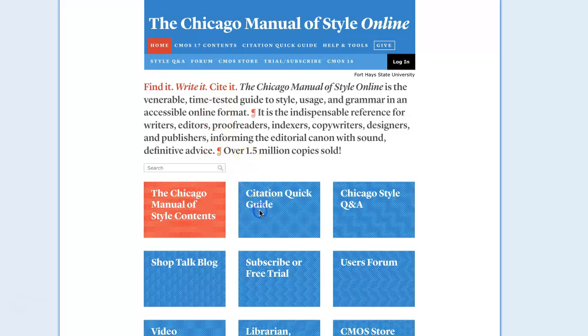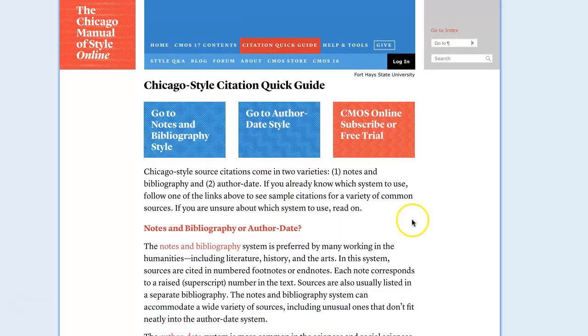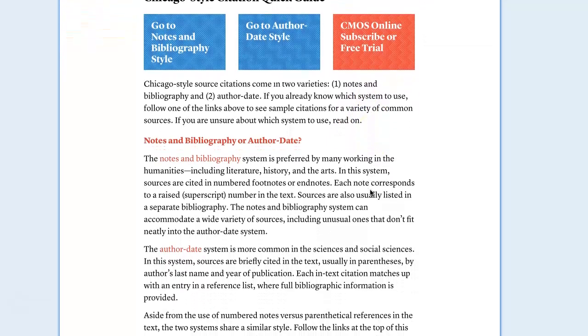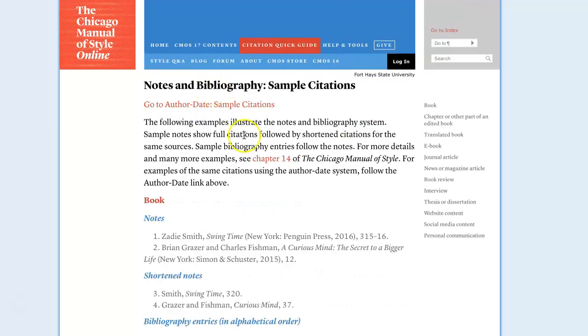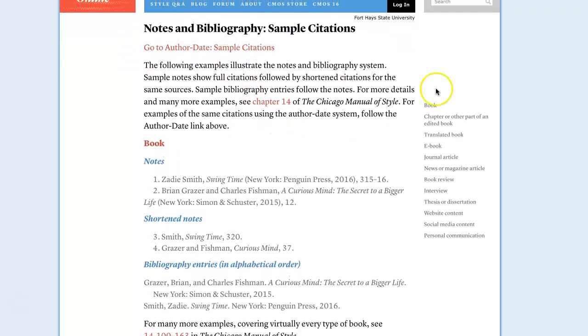So this citation quick guide kind of goes over different ways of doing Chicago Manual Style, and what we use here is the notes and bibliography style and not this author-date style. So we'll click on that, and over here on the right side they've got different material that you can cite.